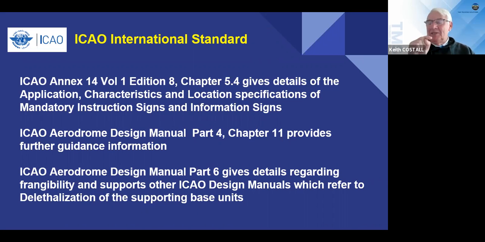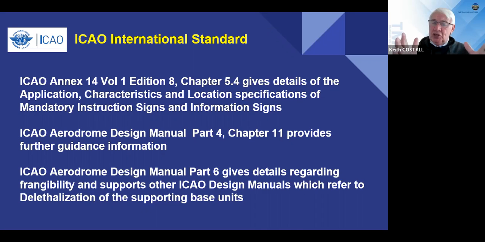And then there is the design manual Part 6. Now, this is about frangibility. What do we mean by frangibility? It means that these guidance signs are an elevated light. Because remember, in AGL, we've only got two types of lights: elevated lights that stick above the ground, and inset or in-pavement lights that we actually embed into the pavement. But these are elevated lights. So these elevated lights are big structures.